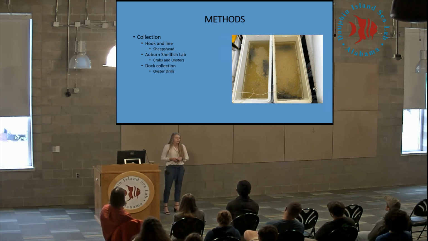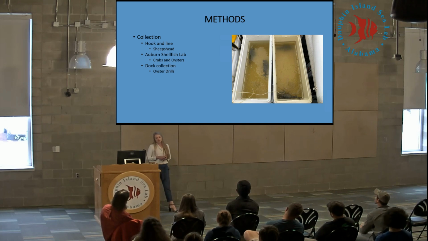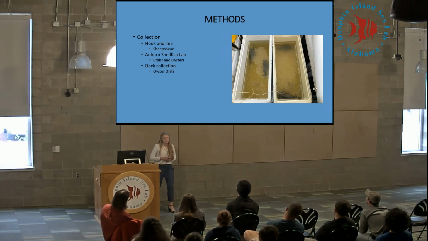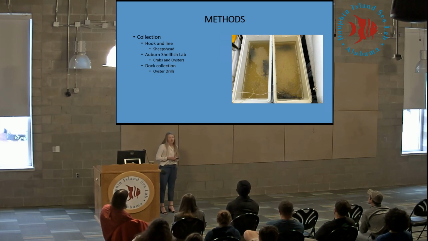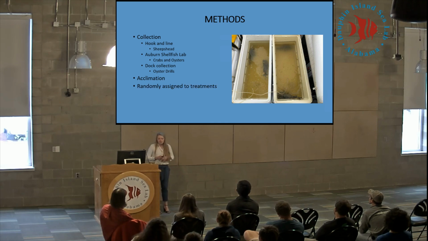So I had to collect all of my samples to begin with. We did hook and line sampling for the sheepshead out on the rigs, and as you can see, this is a live well that I have set up in the back of the Nancy. I have 4 different fish in there, and this was just to get them back here to the wet lab. I am getting my oysters from Auburn Shellfish Lab, and they're providing me with crabs that are coming in their oyster bags as another source of food for those sheepshead during these trials.